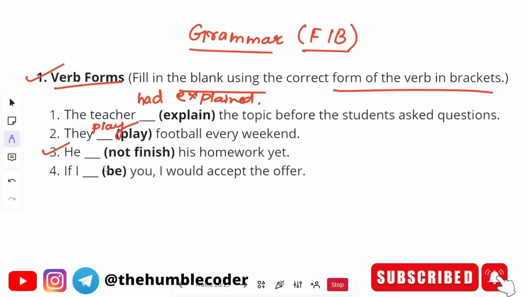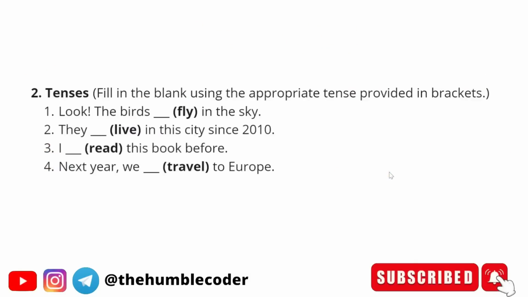Next up that we have is he dash his homework yet. So the answer for this will be he has not finished. Okay. Next up what we have is if I dash you, I would accept the offer. So the answer for this will be if I were you, I would accept the offer. Let's move on to these questions.